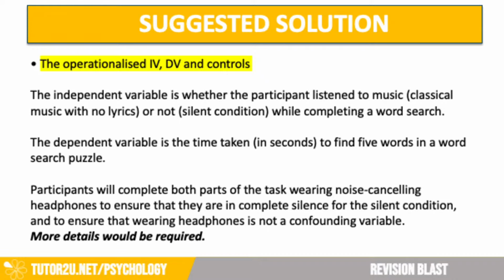We've got the controls there, and obviously they've operationalised both variables by saying the IV is music, so whether they listen to classical music with no lyrics, or silent condition when completing a word search. They've been very, very specific there. That's really important and imperative to ensure that you get that full credit for operationalising your variables. And then we have the DV, the time taken. Again, we've put in seconds, that's how it's measured, to find specifically 5 words in a word search puzzle.